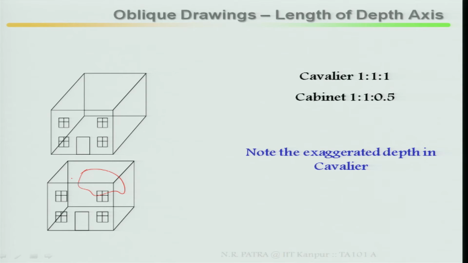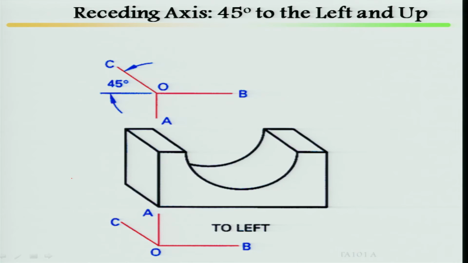What is the objective of this oblique drawing, particularly your cavalier as well as cabinet? Reduce the size in the depth direction so that you can visualize clearly what is there on the rear side of the object. Receding axis 45 degree to the left and up. I am sitting here, if I say 45 degree to the left and up in the depth direction, that means 45 degree to the left, this is the left.